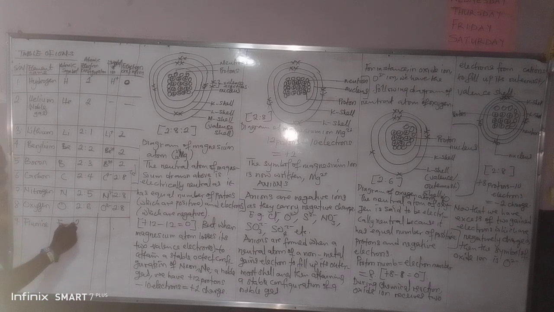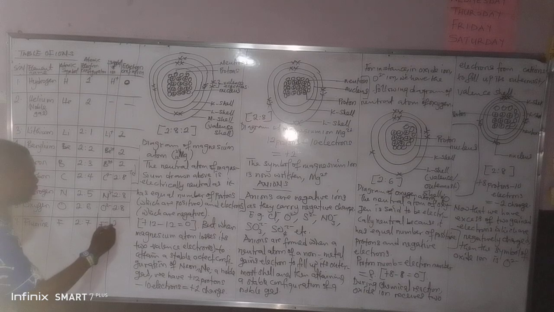Fluorine, F. We have 2,7. So because of this, now take away this 7 from 8, you have what? F minus. That's what you have there. So then the configuration is now what? 2,8. It has borrowed 1 to add to this 7. So that's what we have there.